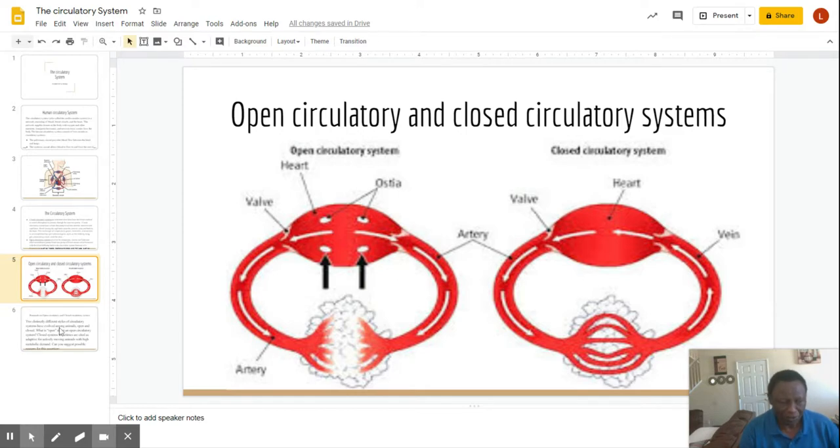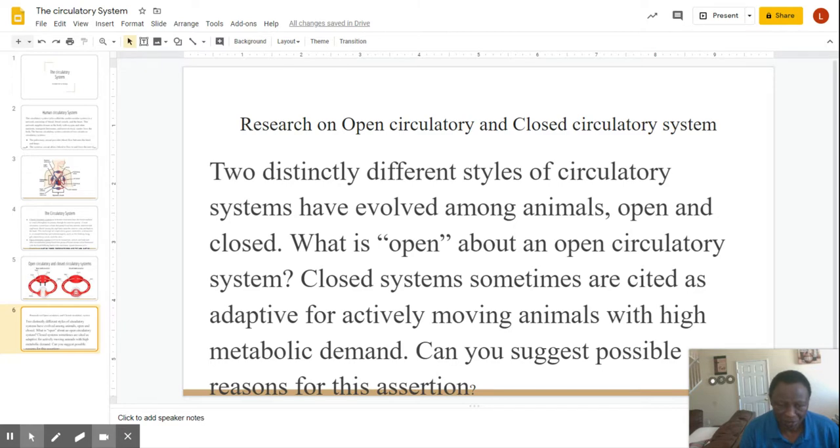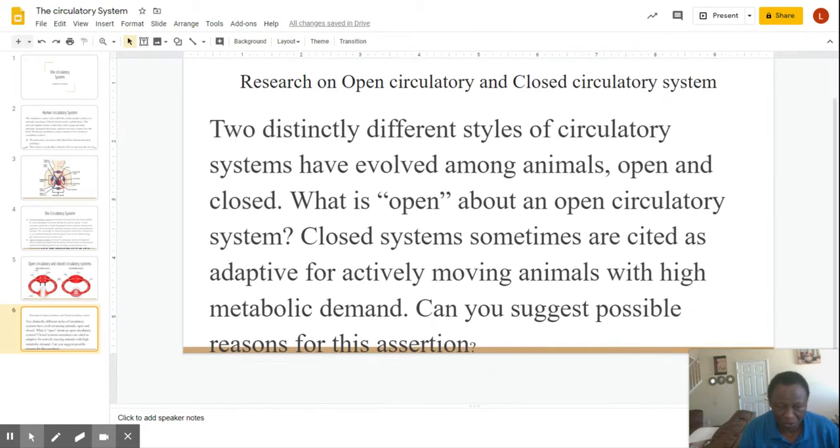Our activity for the week is to do a research on the open circulatory and closed circulatory system. The two distinctly different styles of circulatory system have evolved among animals, open and closed. So what is open about the open circulatory system and what is closed about the closed circulatory system? Closed circulatory systems are sometimes cited as adaptive for actively moving animals with high metabolic demands. Can you suggest a possible reason for this assertion?